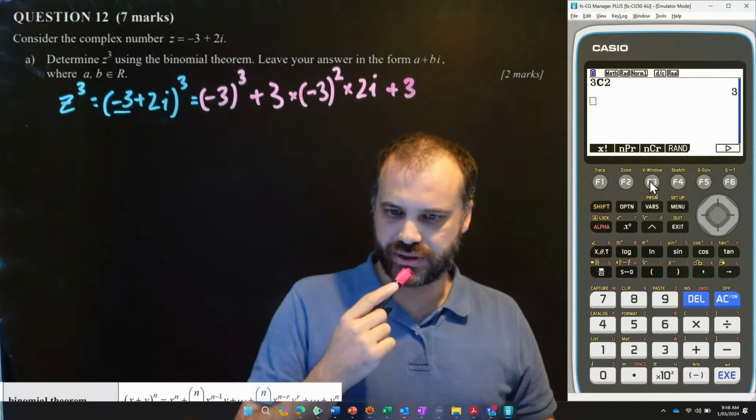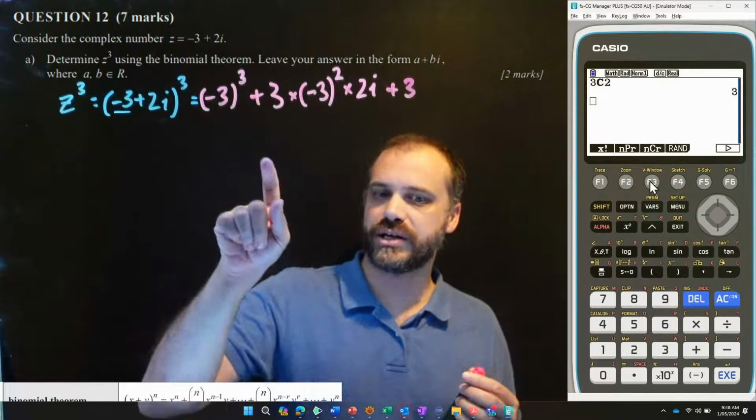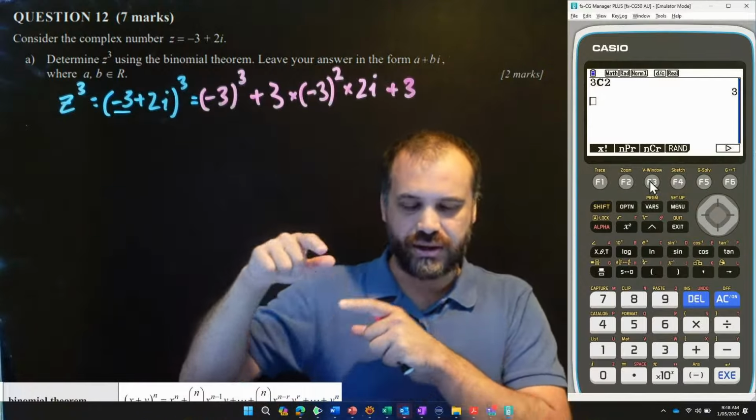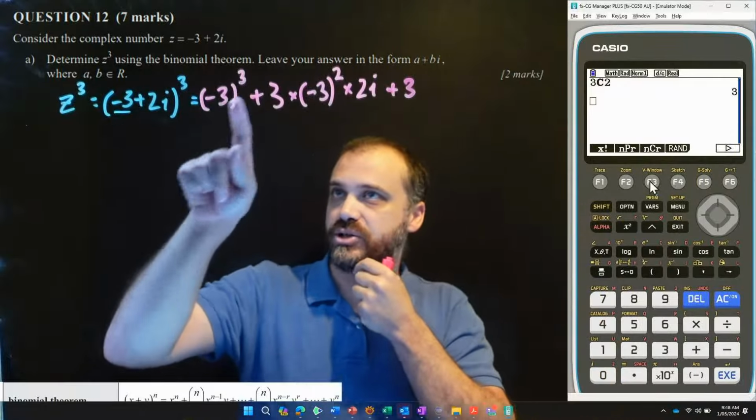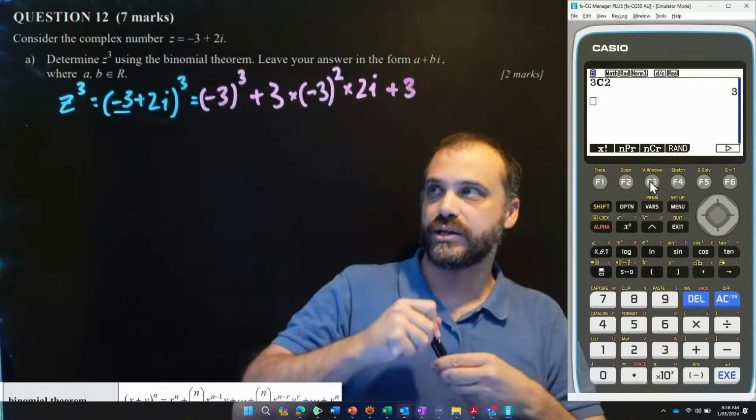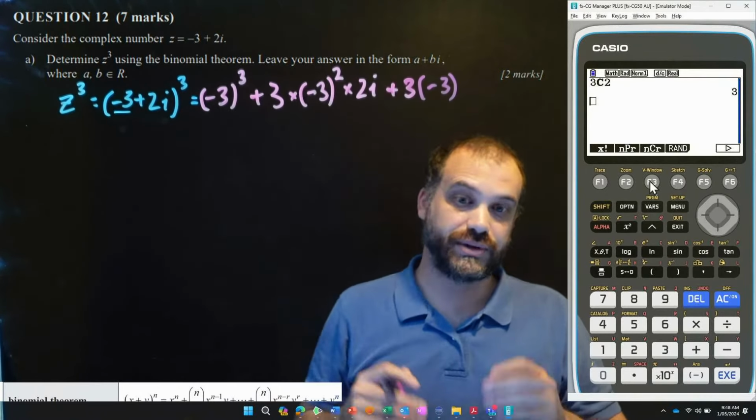Okay, so after that, we've got 3, and then what are we doing here? Well, we raised, and this is where, if you're good with the binomial theorem, you don't have to follow the formula here. You just start to understand what the patterns are. First, we raised x to the power of 3, then we raised x to the power of 2. Now we raise x to the power of 1. So it's going to be 3 times x to the power of 1, which is just x.